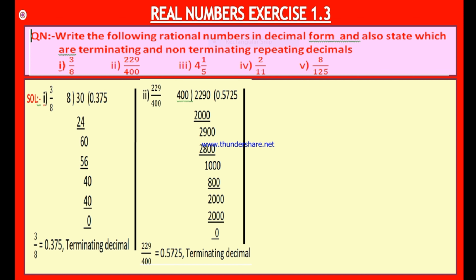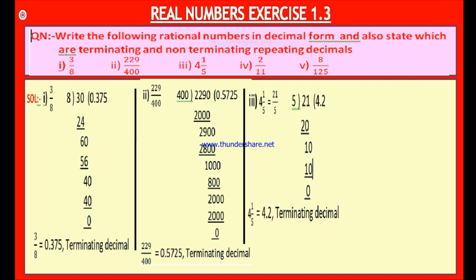Now look at the third part. We have been given a mixed fraction. Let us convert it into an improper fraction. 4 5s are 20 plus 1 is 21 by 5. Now divide 21 by 5. 5 in 21, 4 times, 4 5s are 20. If you subtract, 1 is the remainder. Keep point so that it is 10. Now 5 in 10, 2 times, 2 5s are 10, the remainder is 0. Therefore 4 1 by 5 is 4.2. Again it is a terminating decimal.